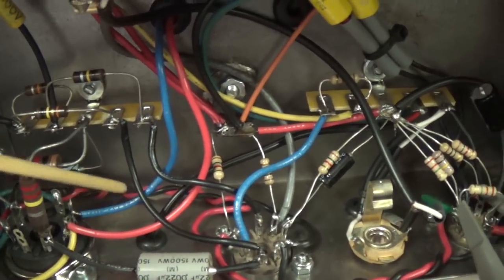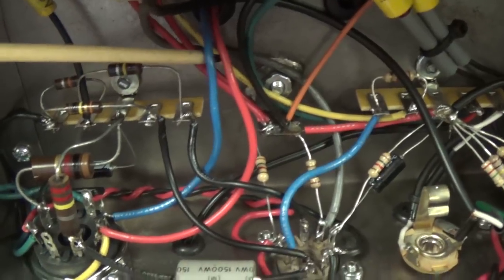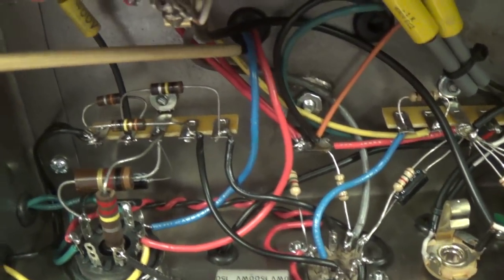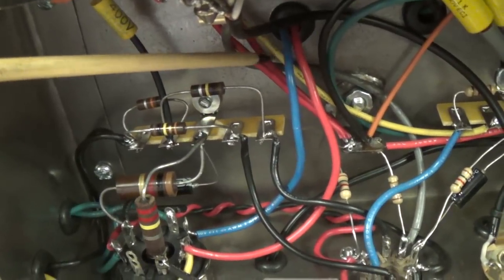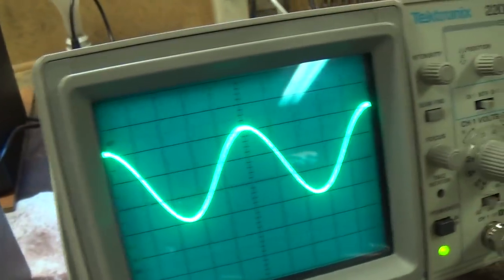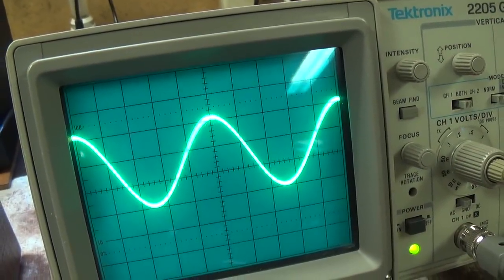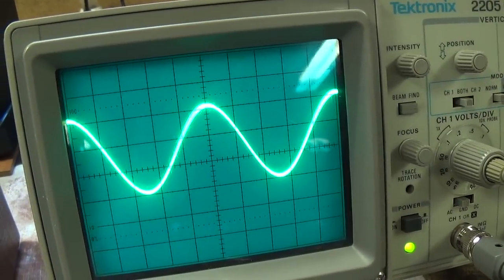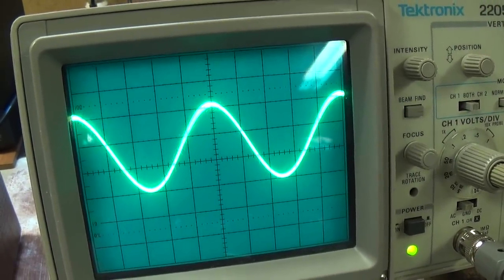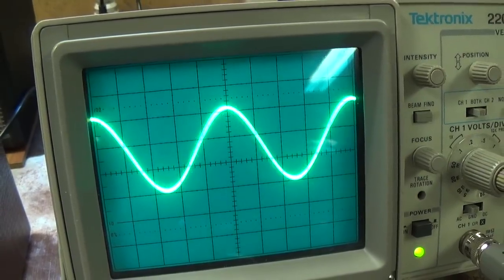Okay, I separated the two wires and lifted the plate wire up and away from these three mixer wires. Let's take a look at the trace. The fuzzy worm is gone. What we're seeing is the 1000 cycle per second signal that I'm injecting. There is no parasitic oscillation.